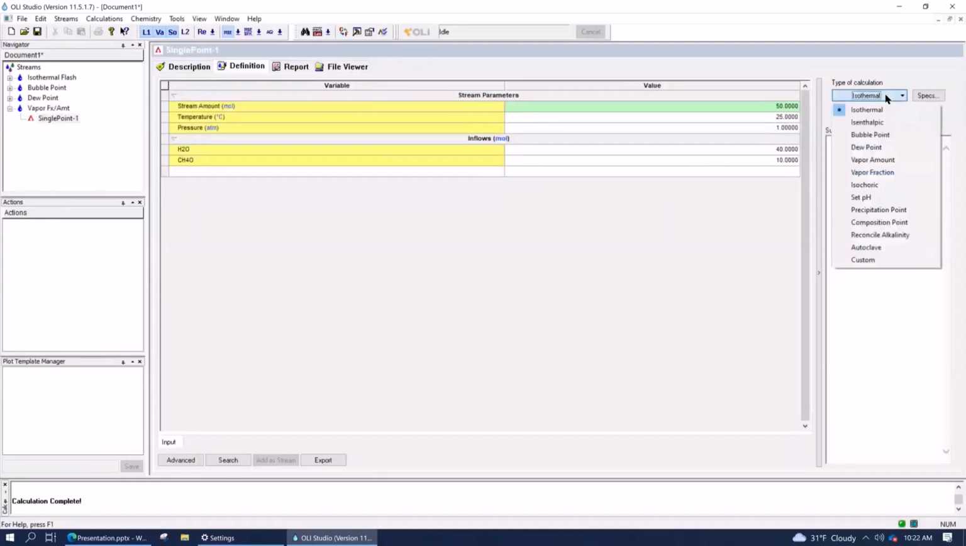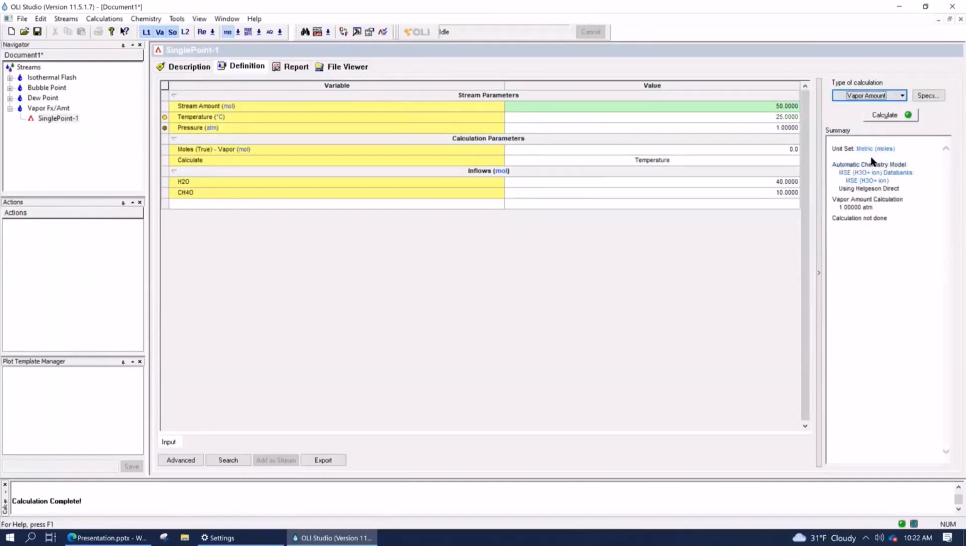And that calculation type, and notice, by the way, I stay in this upper right section because the next step is to select the type of calculation I want to do. The type of calculation is going to be the fifth one down, called vapor amount. And I'm going to set that vapor amount to be 25 moles. Let me explain what I'm talking about here. I've got 50 moles total in the system. I want 50% of it to be in the vapor phase.